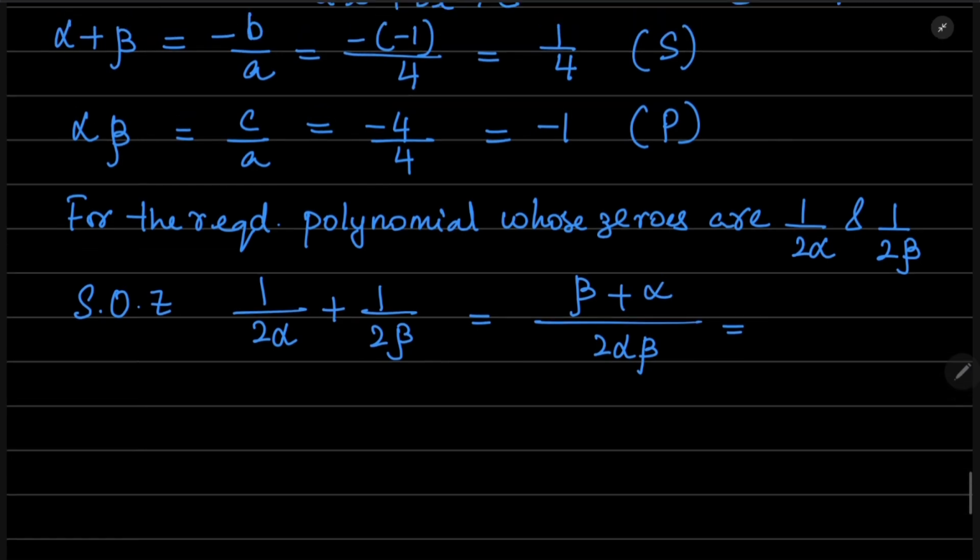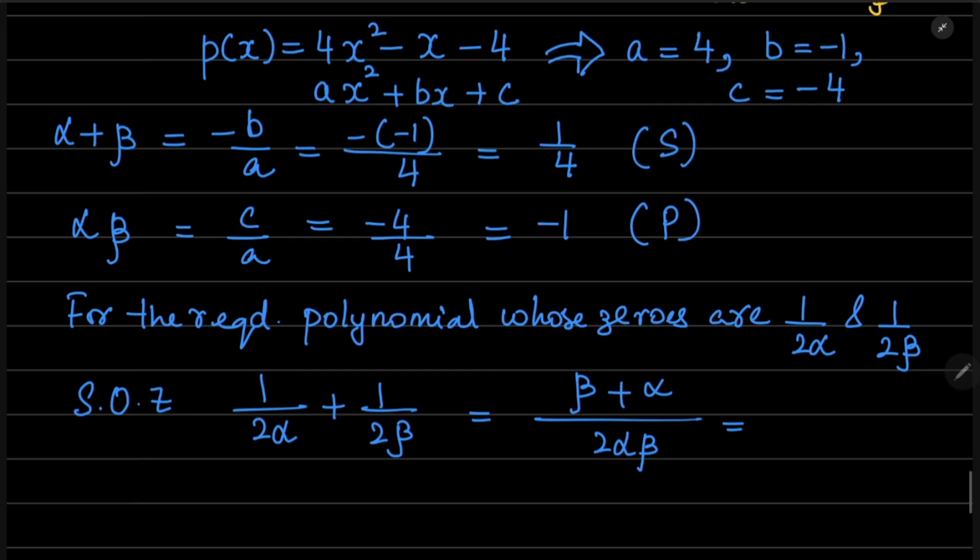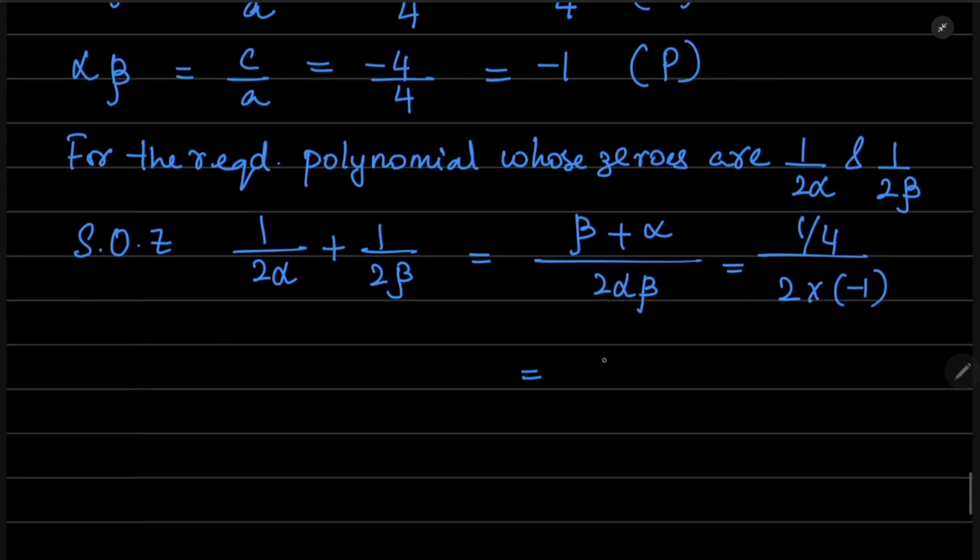Alpha plus beta. What is alpha plus beta from our given polynomial? It is 1 by 4. So I'm just going to write 1 by 4 divided by 2 multiplied by what is your alpha beta value? Minus 1. So you'll be getting 1 divided by 4 into 2 into minus 1. So it is 1 by 4 multiplied by minus 2, which is minus 1 by 8. This is the new sum of zeros for the required polynomial. For the required polynomial, the sum of the zeros is minus 1 by 8.